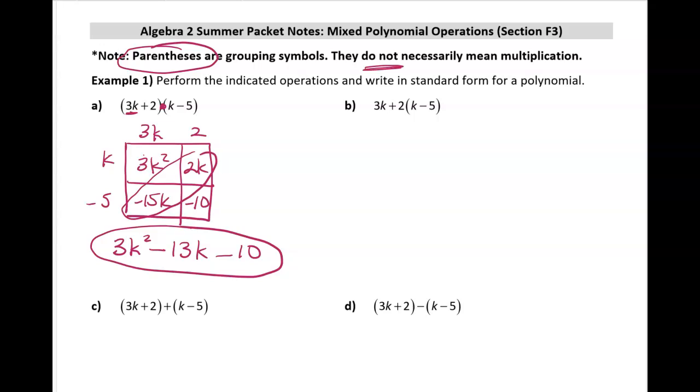Distinguish that with part B here, and you'll notice that the parentheses around the 3k plus 2 are missing. What that means is the entire quantity, 3k plus 2, is not being multiplied here, just the 2. So if we're taking care of things in order of operations, we need to take care of the multiplication first. So we're going to use the distributive property of multiplication over subtraction. So that gives us 2 times k minus 2 times 5 is minus 10. And so now we have 3k plus 2k is 5k minus 10. Very different outcome there.